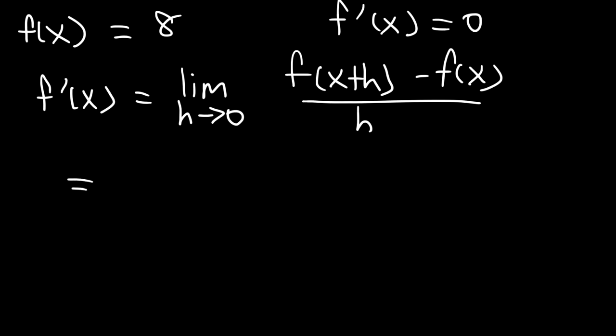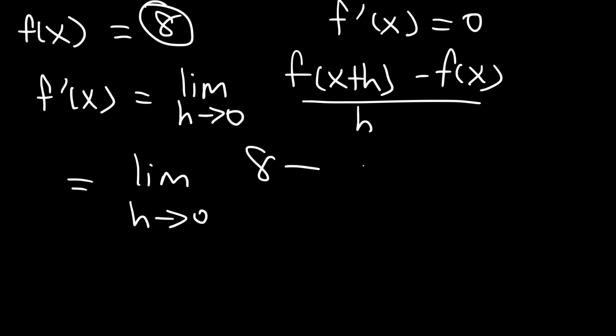Now, if f of x is 8, what is f of x plus h? Everywhere we see an x, we need to replace it with x plus h. Because there's no x, f of x plus h will simply be 8. So we have the limit as h approaches 0, 8, and f of x is also 8 divided by h.